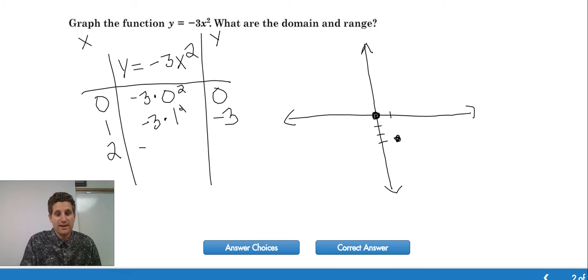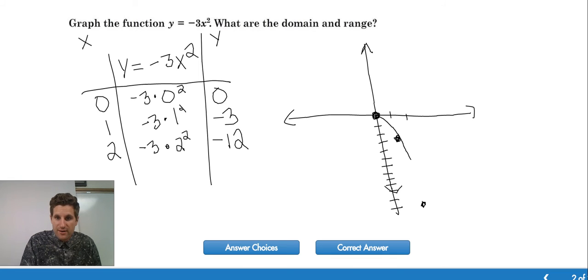And then we're going to get negative 3 times 2 squared. That's going to be 4. 4 times a negative 3 is a negative 12. Oh, I think I was off one. 1, 2, 3. No, I'm right. 1, 2, 3, 4, 5, 6, 7, 8, 9, 10, 11, 12. Ooh, that goes down quickly.